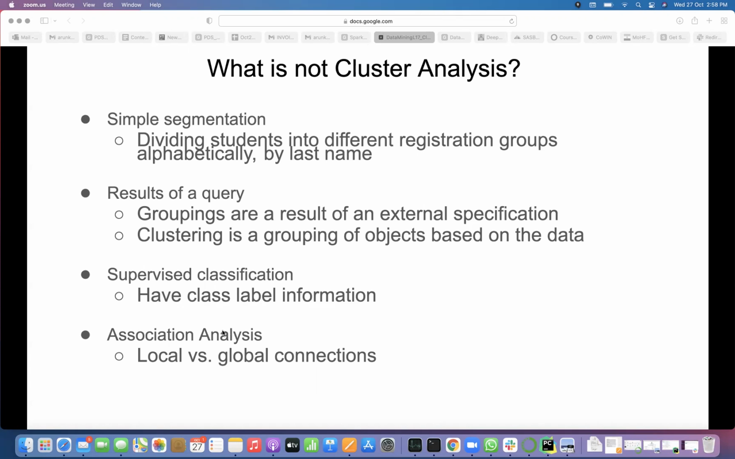In association analysis, we are grouping based on whether they have enough support or not, enough confidence or not, coming together. But that is local, meaning only a few attributes will be taken. But in clustering, we are taking all the attributes to segment them or to put them into different groups. That is the difference between clustering and association analysis. Association analysis is mostly local and clustering is global.